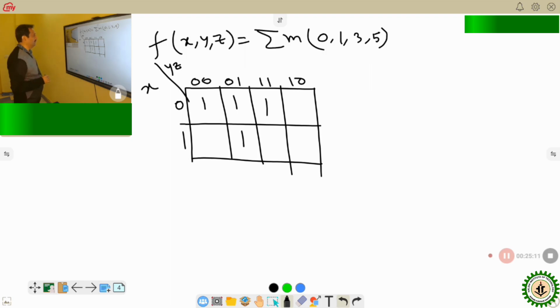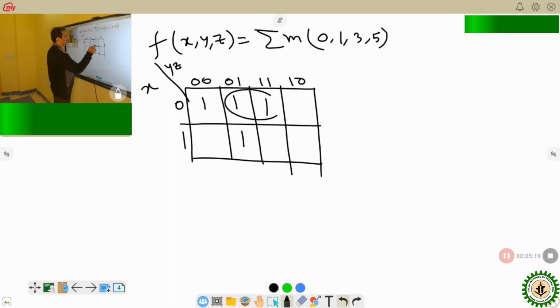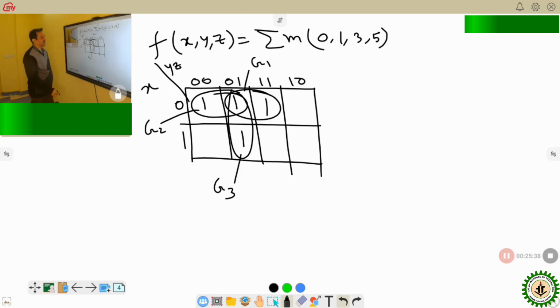Now we will prepare a group, and the group will be in a 2 to the power n form. And how is it possible? So this is the first group, this is group 1, and then we can prepare the second group, this is group 2, and then we prepare group 3. It is not possible to make a bigger group. So there are 3 possible groups.